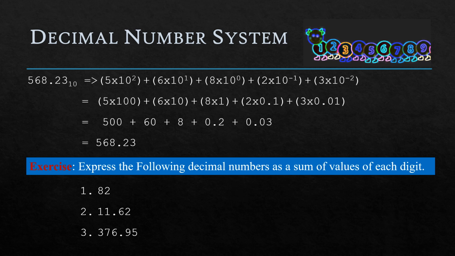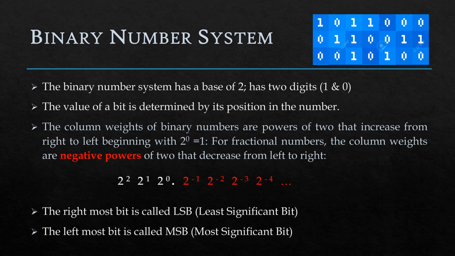Please try out these examples: 82, 11.62, 376.95. Try to find the sum of values of each digit. Represent these numbers as a sum of values of each digit. Now let's look into the binary number system.